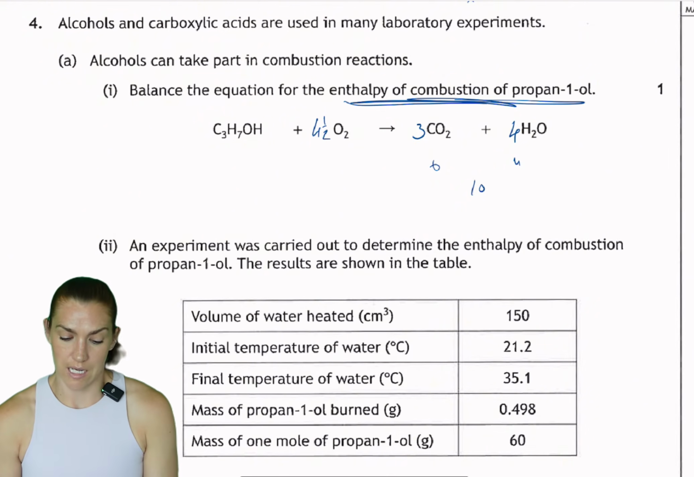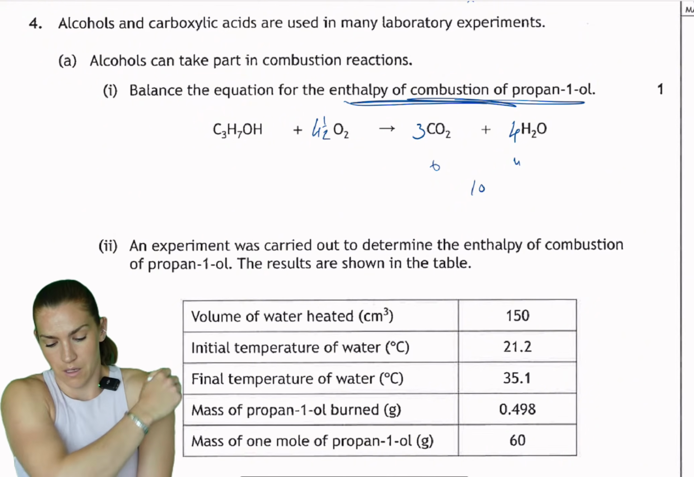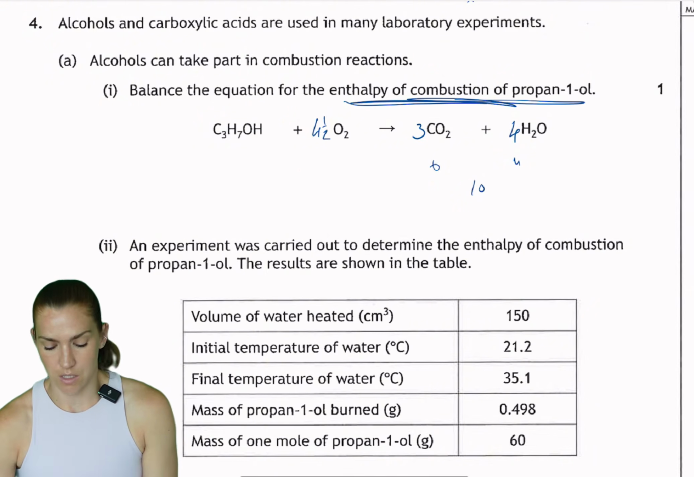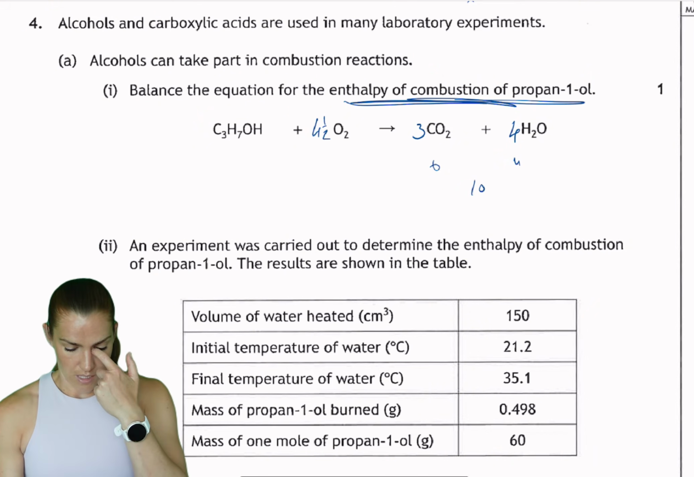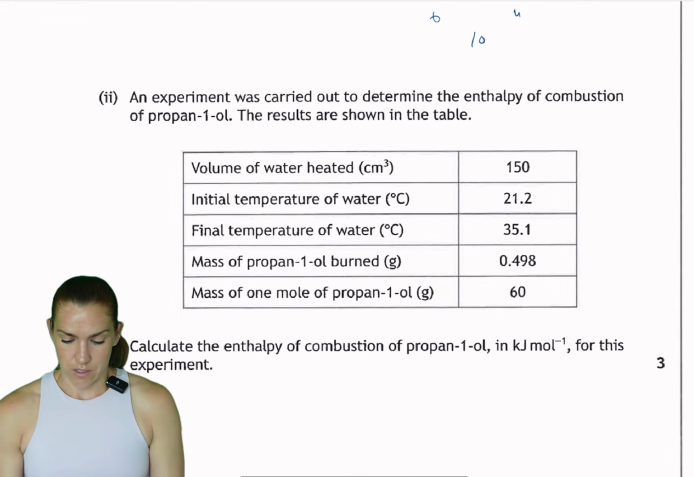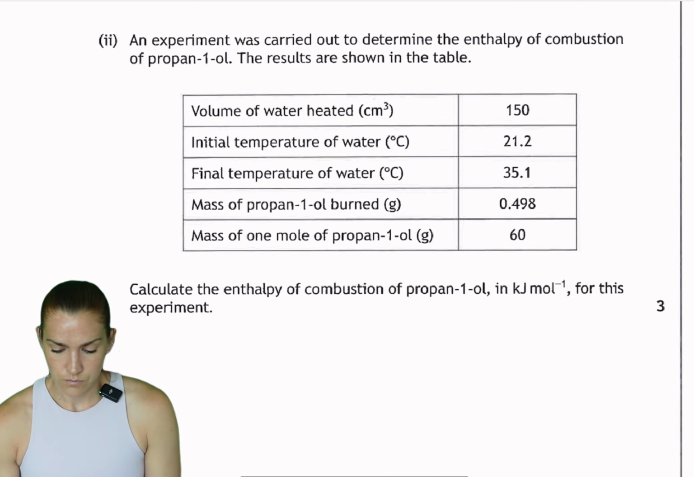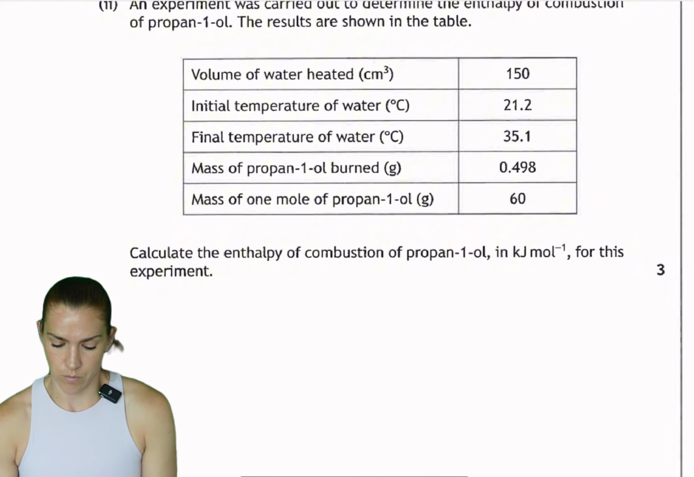So in this case you had to use the half moles of oxygen, and the place most people potentially went wrong was forgetting there was already oxygen in the alcohol, so you had to take 1 off the number that you needed. So then an experiment was carried out to determine the enthalpy of combustion of propan-1-ol. The results are shown in the table. Calculate the enthalpy of combustion of propan-1-ol in kilojoules per mole for this experiment.